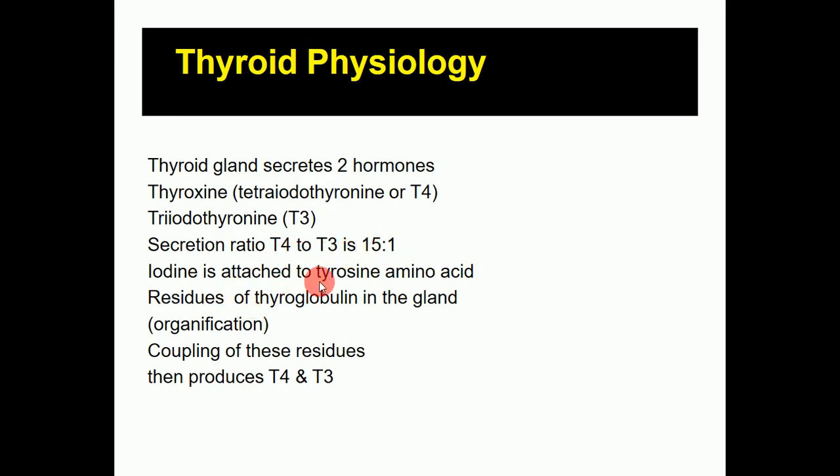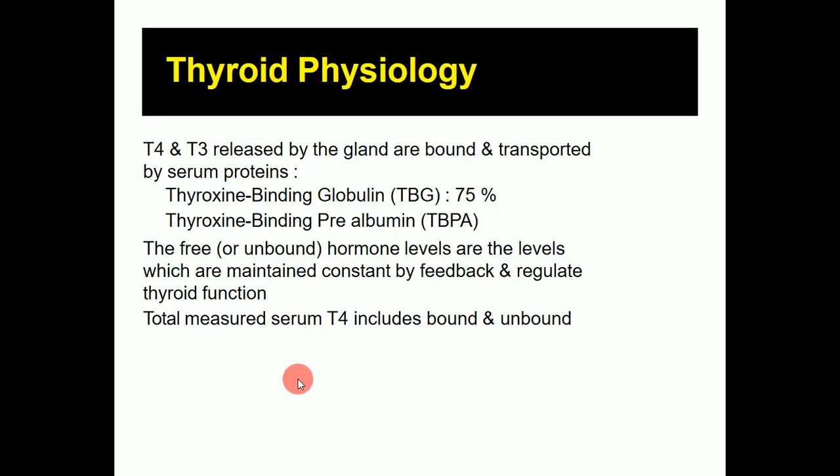The iodine is directly attached to the amino acid tyrosine. On the residues of the thyroglobulins, organification can be done. Organification is a biochemical process that takes place in the thyroid gland. It is the incorporation of the iodine into the thyroglobulin and the production of thyroid hormone. This step is done after the oxidation of the iodide by the enzyme thyroid peroxidase, TPO. The coupling of these residues then produces T4 and T3.